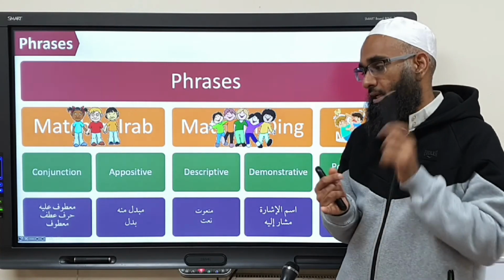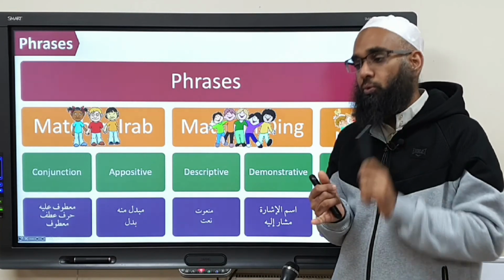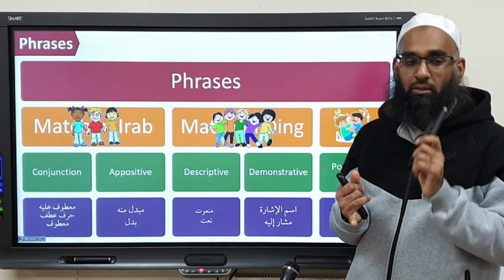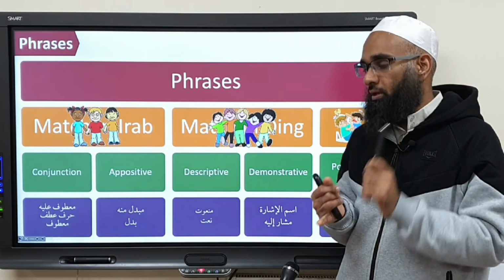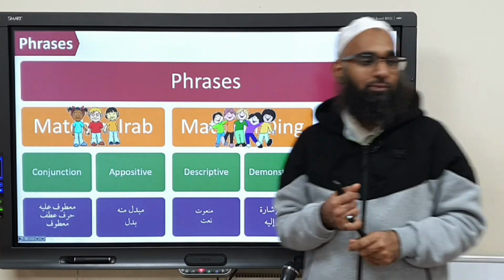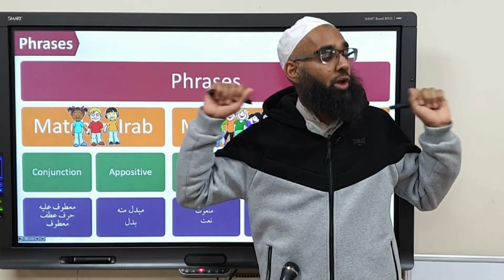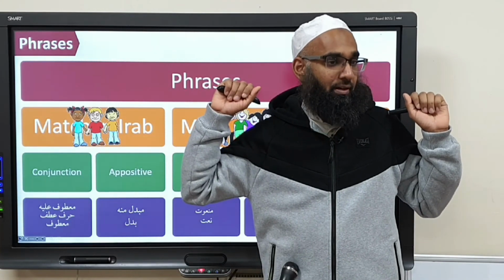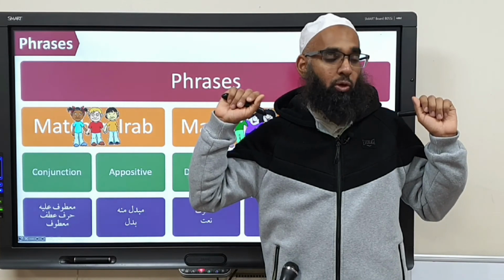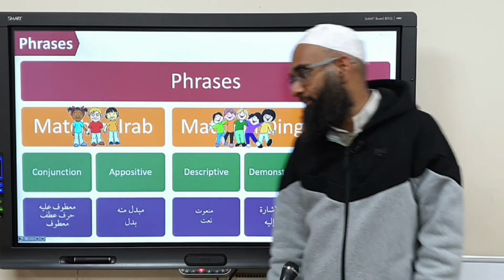So keywords again. Ma'tufun alayh, harfu atf, ma'tuf, mubdalun minhu, badal, man'ud, nat, ismul ishara, musharun ilayh, and mudafun ilayh. Who are the super buddies? No cheating. Man'ud nat, and ismul ishara, musharun ilayh. Who are the normal buddies? Harf atf, ma'tuf alayh, ma'tuf, mubdal minhu, badal. Who are the naughty enemies? Mudaf and mudaf ilayh.